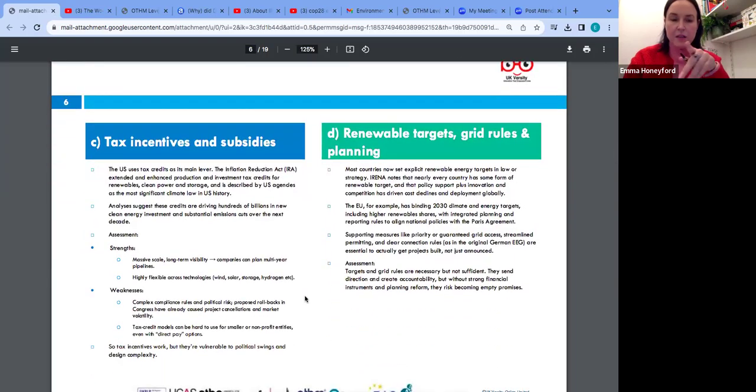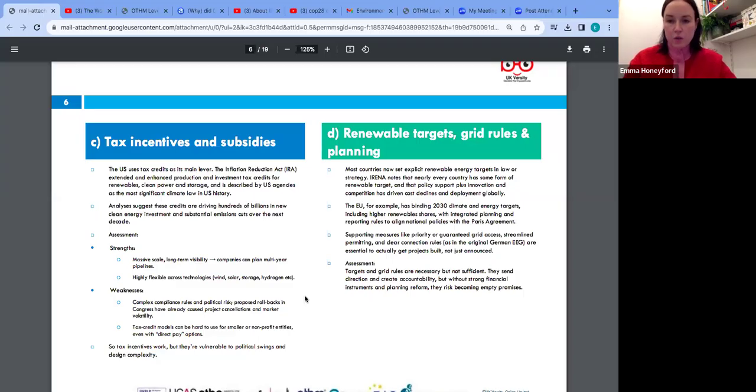And then we have C, so we have tax incentives and subsidies. So the US has used tax credits as its main lever. Analysis suggests these credits are driving hundreds of billions in new clean energy investment and substantial emissions cuts over the next decade. And then we've got the D, renewable targets, grid rules and planning.